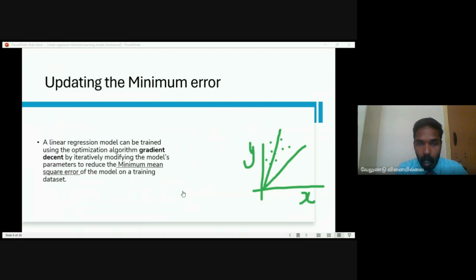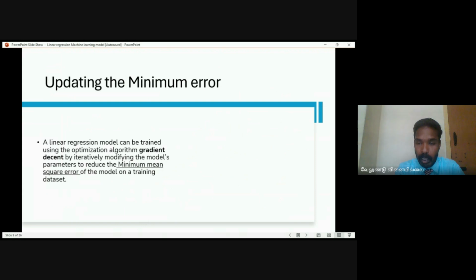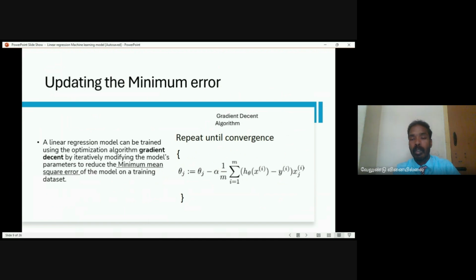So this is how the gradient descent method is used for reducing the minimum error. The updating algorithm for this is the gradient descent algorithm. So repeat until convergence. The step size and the data values are updated here. This can keep on running iteratively until convergence is reached. So this makes the total linear regression analysis higher in efficiency and convergence level.